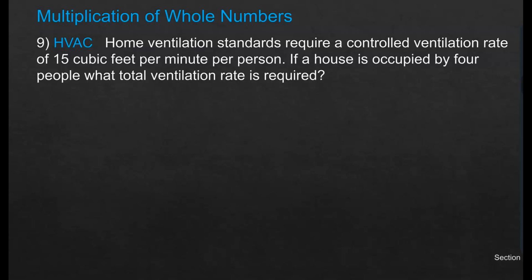All right, this is an HVAC problem, multiplication of whole numbers. That's what we're still on. And on this one, you do have to read carefully to make sure that you get in what you need here, right? So home ventilation standards require a controlled ventilation rate of 15 cubic feet per minute per person. If a house is occupied by 4 people, what total ventilation rate is required?